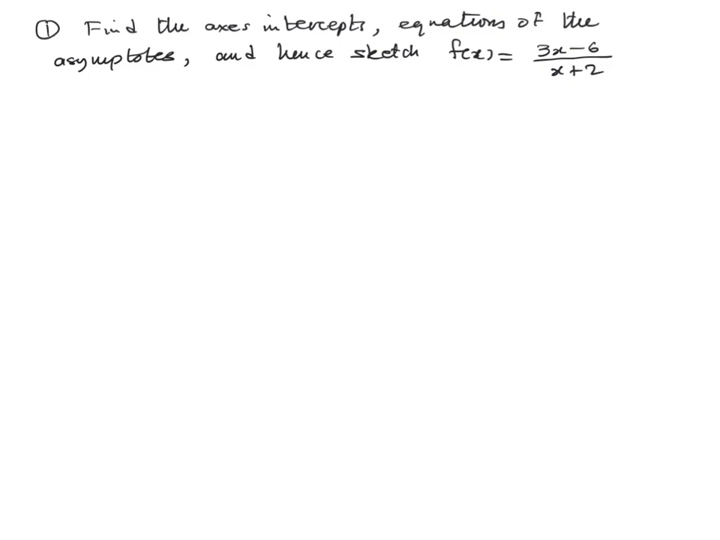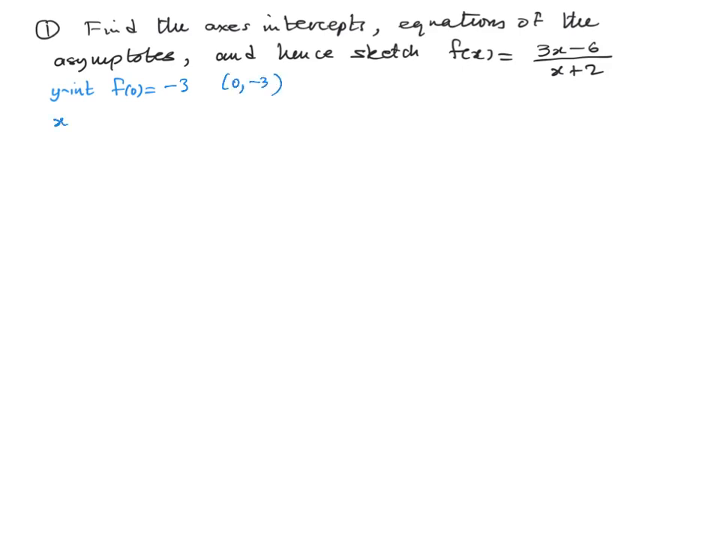Find the axes intercepts, equations of the asymptotes, and hence sketch the graph of f of x equals 3x minus 6 over x plus 2. Well, let's just start with the axes intercepts first. It's very easy to find the y-intercept. You just make x equal to 0. Basically, we're doing f of 0. I'm going to do it in my head. 0 minus 6 is negative 6. 0 plus 2 is 2. So negative 6 over 2 is negative 3. So we're talking about 0 comma negative 3.